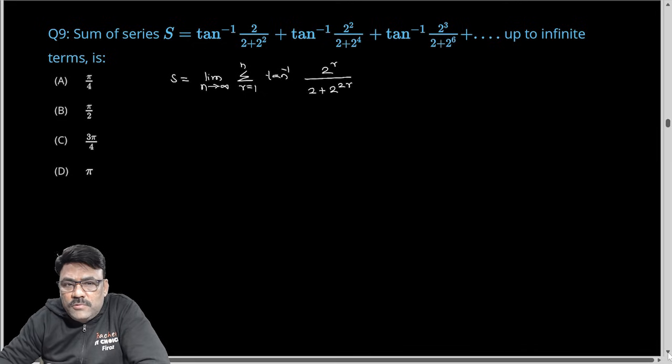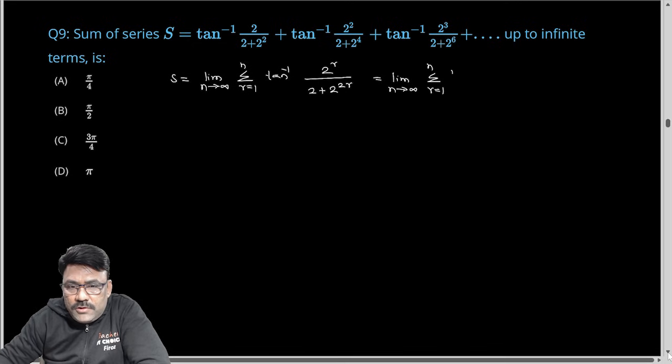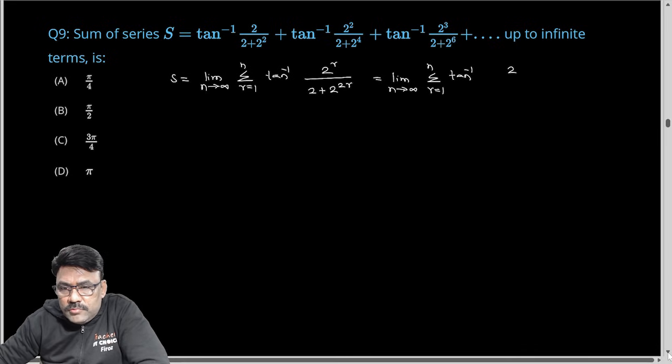When you put r is equal to 1, you will get the first term. R is equal to 2, you will get the second term. R is equal to 3, you will get the third term, like that. Now I can write it as limit n approaching infinity, sigma r varying from 1 to n, tan inverse. 2 can be cancelled from numerator and denominator. So now numerator is 2 raised to r minus 1 and denominator is 1 plus 2 raised to 2r minus 1.